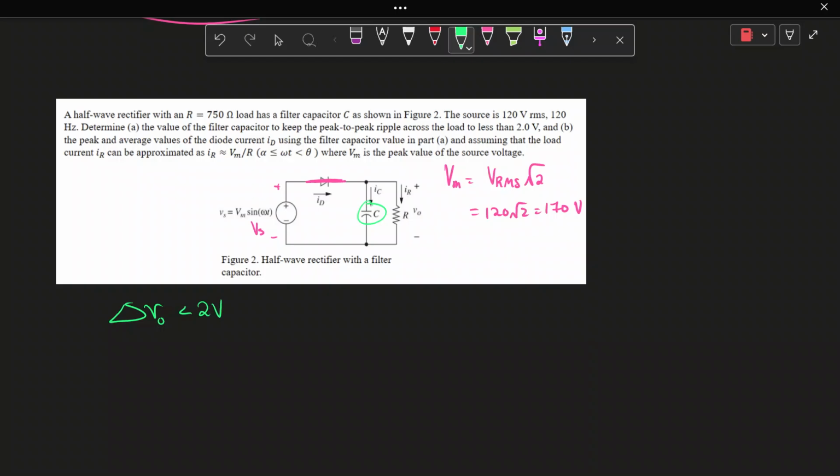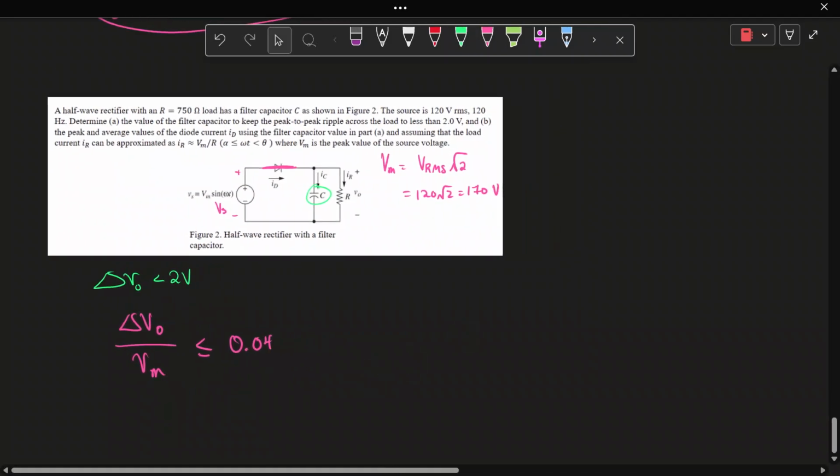There are some assumptions that you can make in RC rectifiers. One of them being you can use a different equation to find your capacitance or resistance given that delta VO over Vm is less than or equal to 0.04. So let's check this.